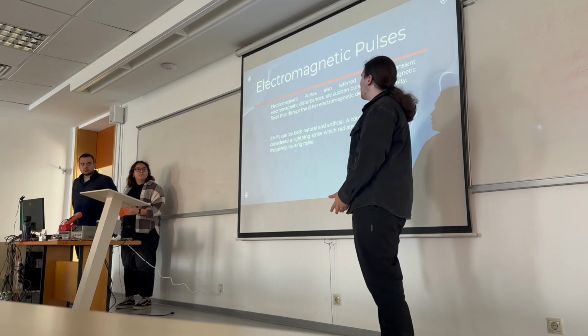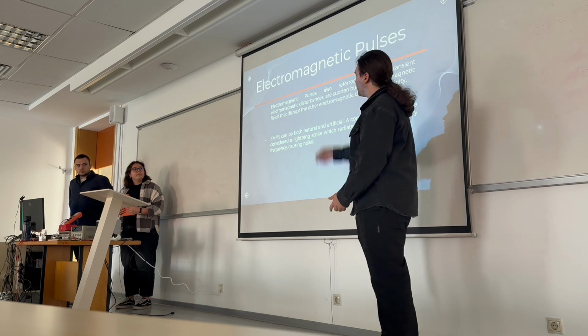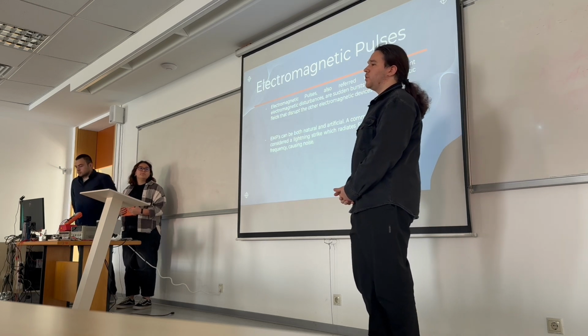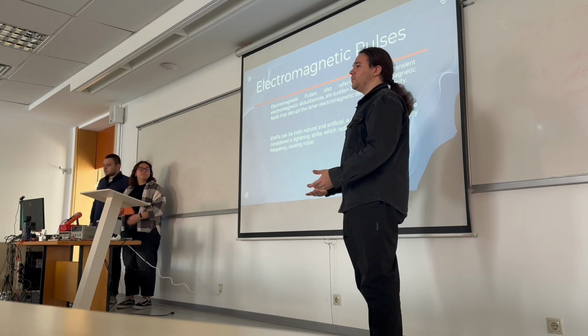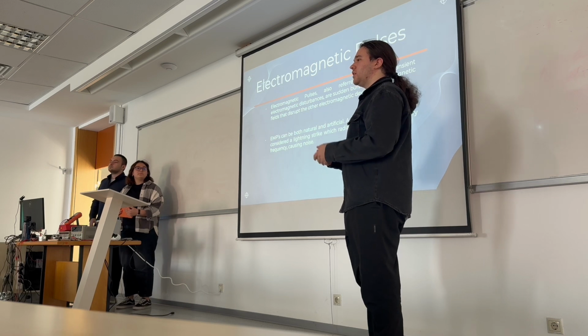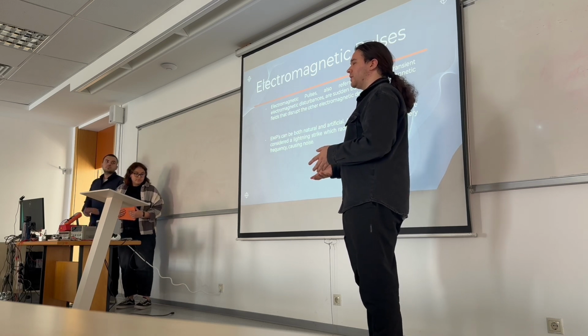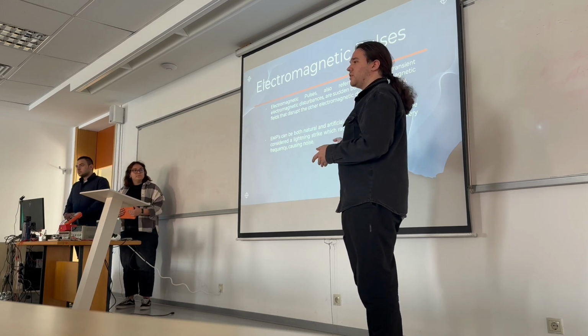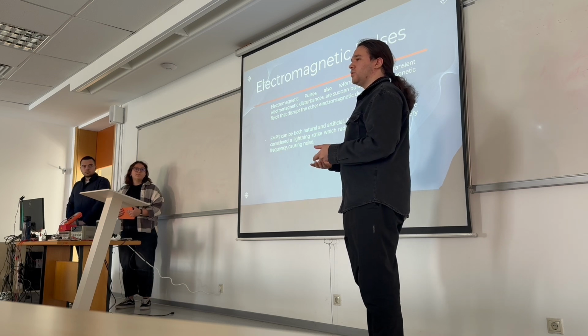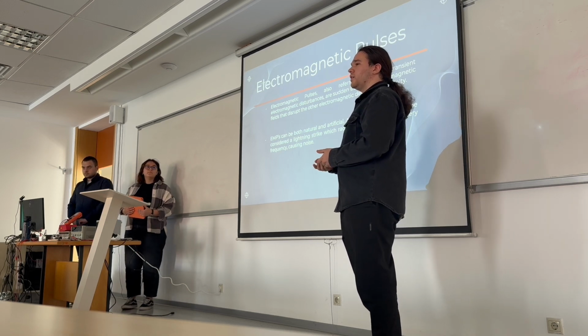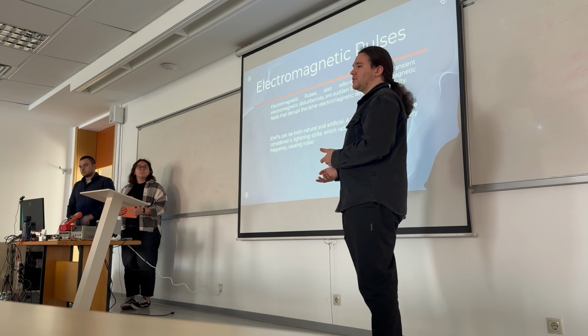EMPs, also referred to as transient electromagnetic disturbances, are sudden bursts of EM fields which cause disturbances or interference in the other electromagnetic phenomena around them. They can be both natural and artificial. For example, a lightning strike is also an EMP source which causes atmospheric noises, and it's a common interference.